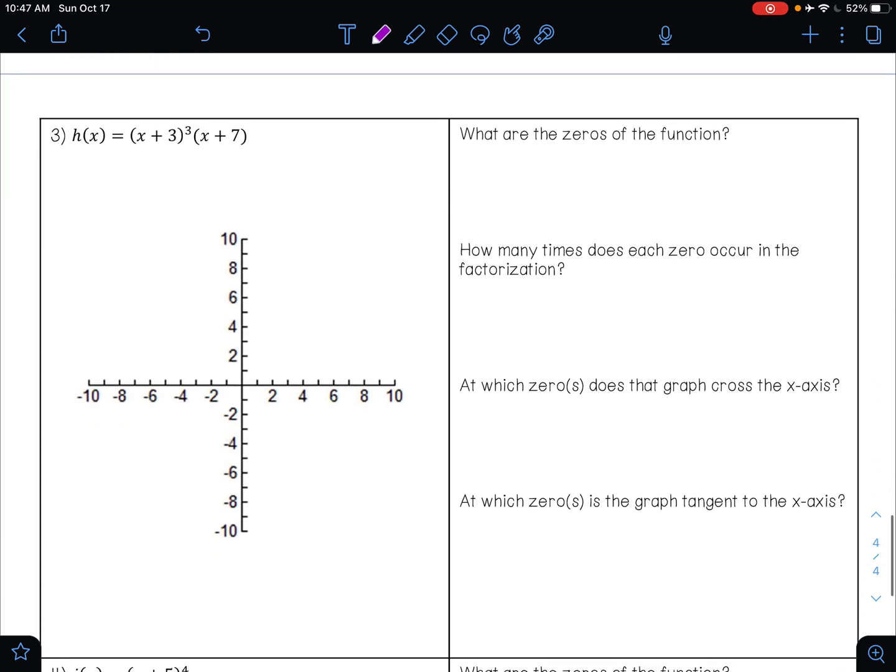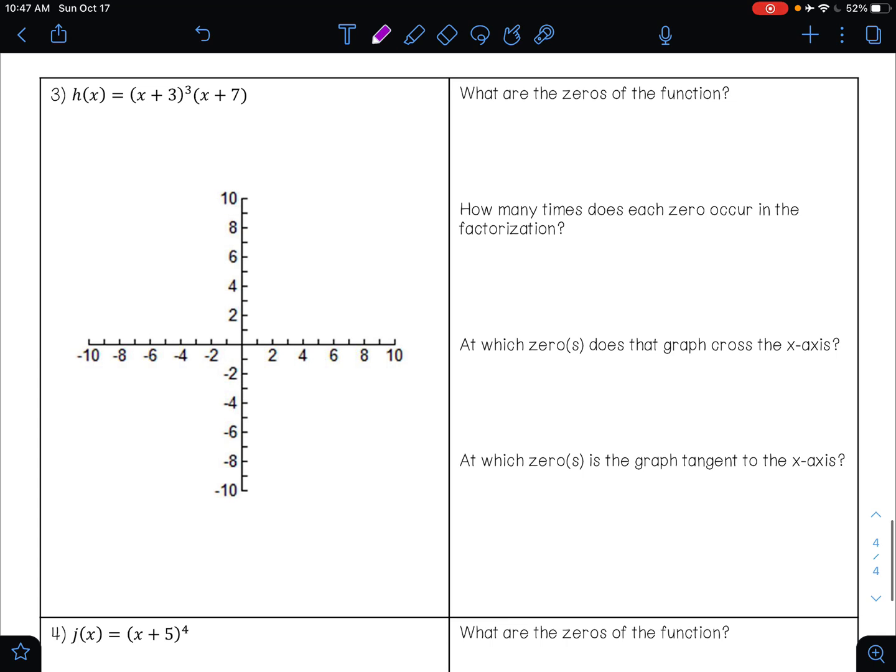We're going to do the same exact things here on examples 3 and 4. So I have my first factor of (x plus 3) cubed. So that would be if x plus 3 equals 0. If I were to solve that, I would have x equals negative 3. And then my other factor is x plus 7. If I were to solve that by using the zero product principle, I would have negative 7.